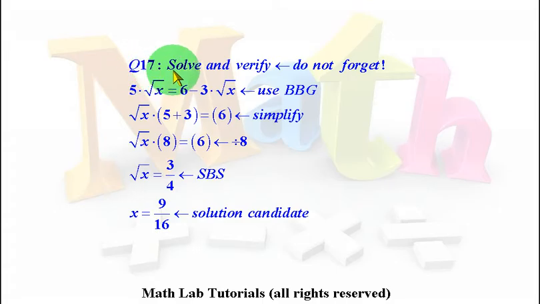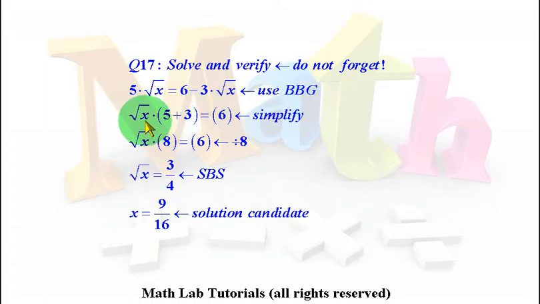Question 17, solve and verify. Do not forget to verify. We have 5 root x on the left-hand side. On the right-hand side, we have 6 minus 3 root x. The whole idea here is to get the radical on the left and the non-radicals on the right. So we can use a little bit of backward bin gathering to do that.